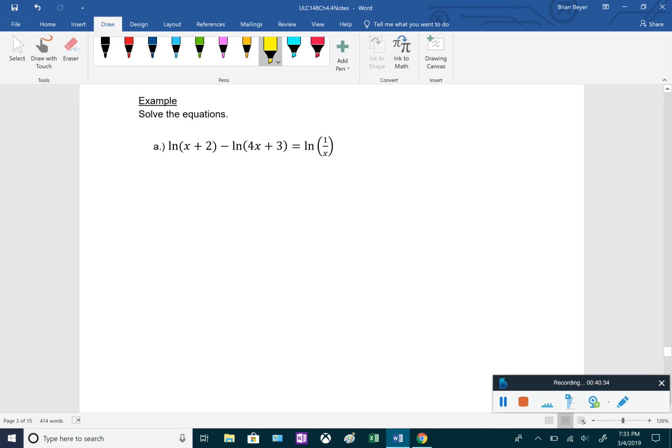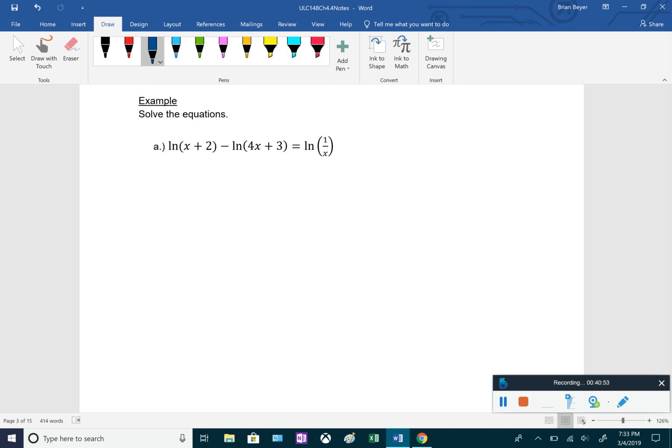Okay, so let's do, I think I have 2 examples of this, and then I have one little application problem that's relatively simple but pretty cool. So we have ln of x plus 2 minus ln of 4x plus 3 equals ln of 1 over x. So we need to get both sides to have just one little ln on each side.